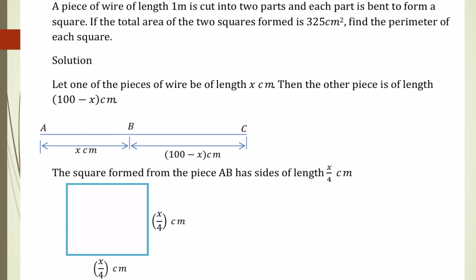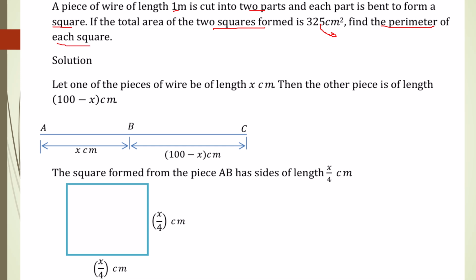Now with that, let's also first look at a word equation that may be interpreted as a quadratic equation. So the majority of the questions we're going to do are going to be in terms of word equations. So looking at this question, you are being told that a piece of wire of length 1 meter is cut into 2 parts, and each part is bent to form a square. Now, if the total area of the two squares that are going to be formed is 325 centimeters squared, you are required to find the perimeter of each of the squares.